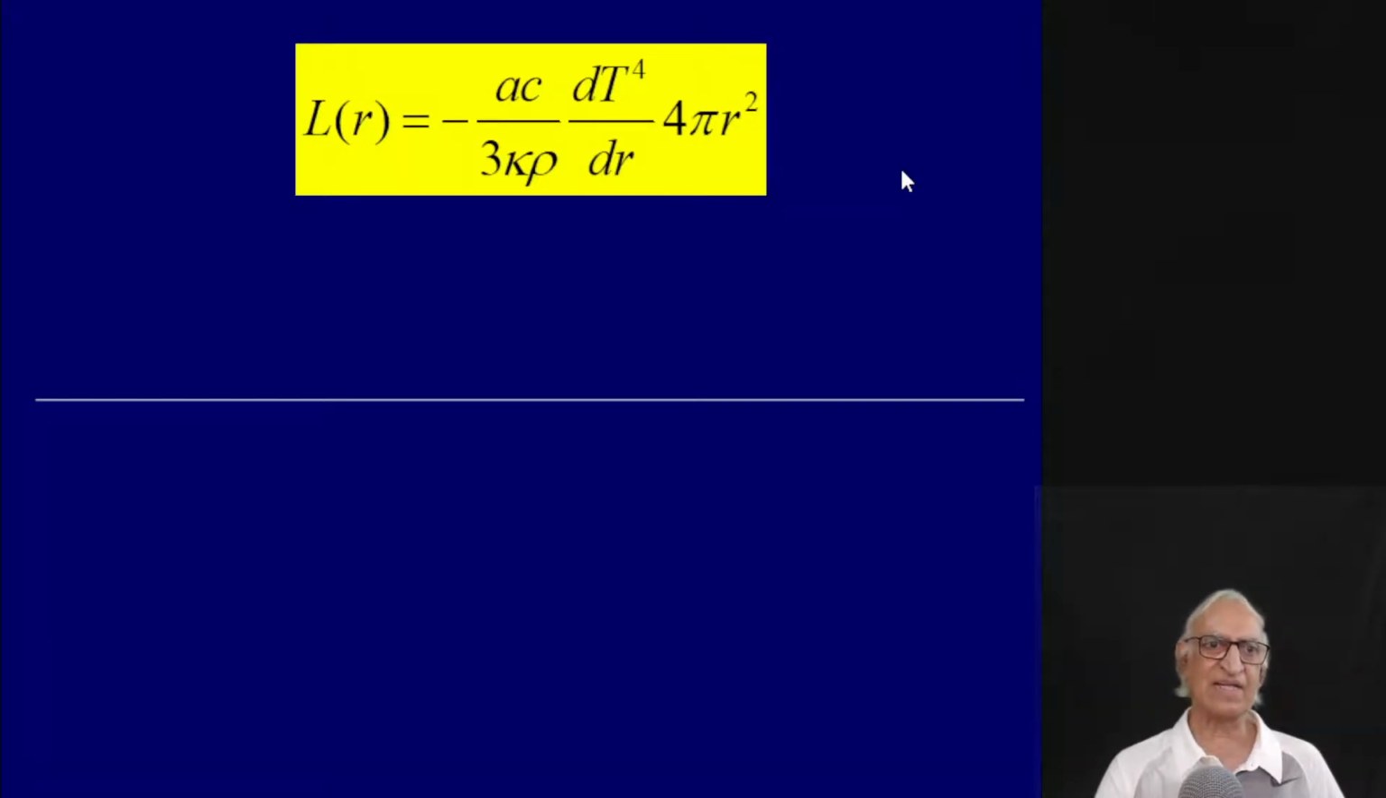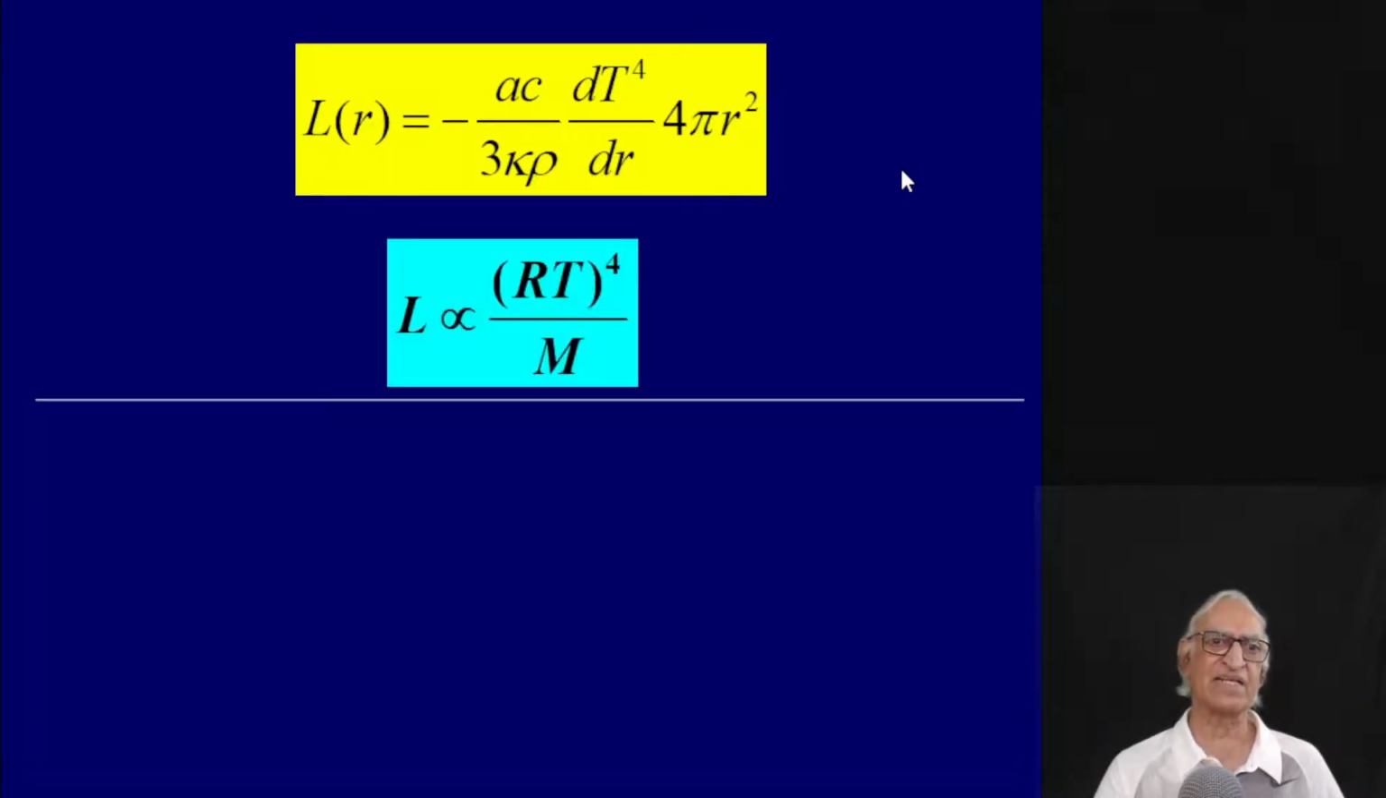Now, let us write this as a scaling relation. What I mean by scaling relation is the following. This is obviously a differential equation, and we should treat it with respect, but we can also ask, how does it scale with the radius? How does it scale with the temperature? How does it scale with the mass? That's known as scaling relation. So the scaling relation is: luminosity is proportional to R T to the power 4 divided by m.